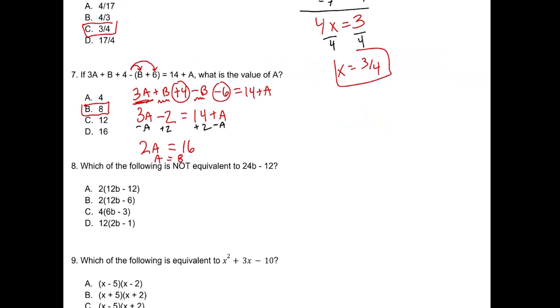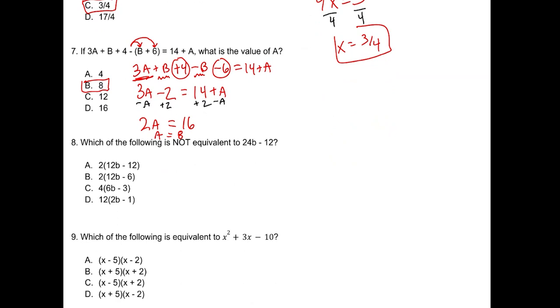Number 8 says, which of the following is not equivalent to 24b minus 12? Now, you could try to factor this, but there's going to be a little bit of factoring it different ways. I think the easiest way to accomplish this one when you're looking for an equivalency is just to pick a simple value for x and substitute. Okay, well, I guess in this case it's b, not x. But basically, whatever the variable is, just pick a number.